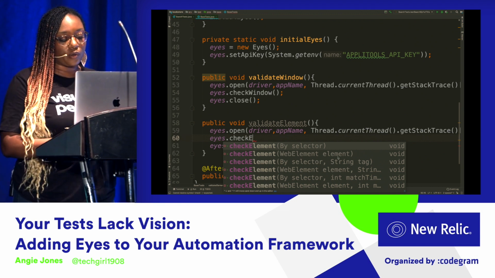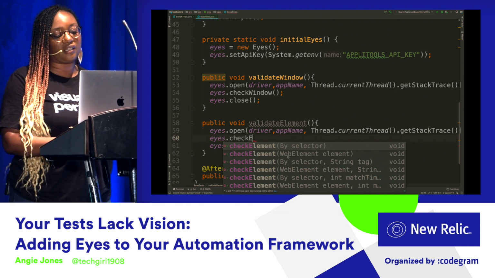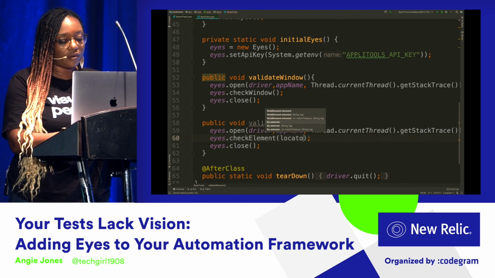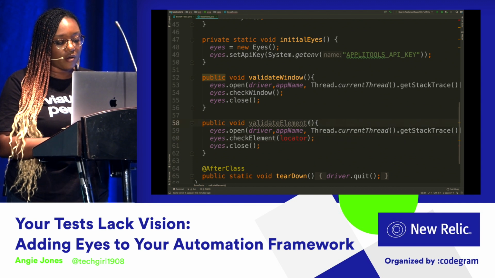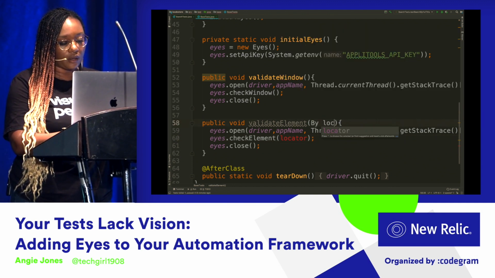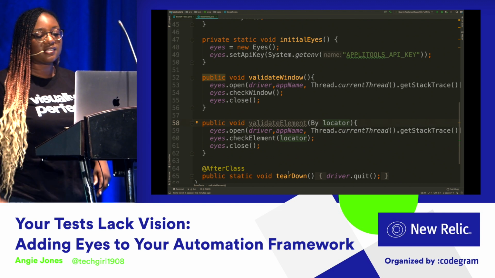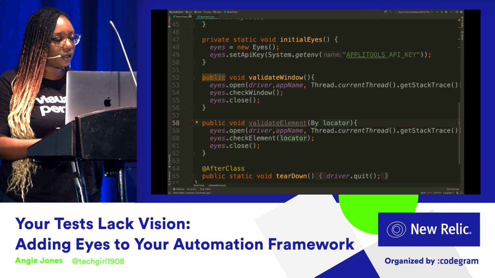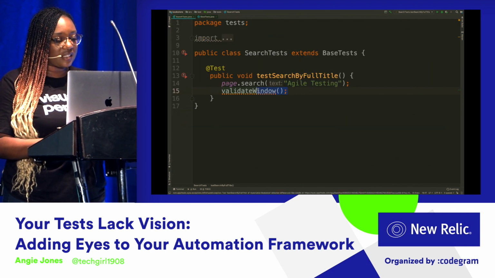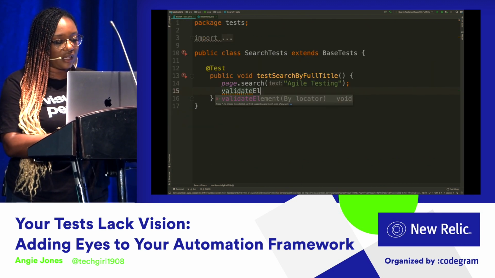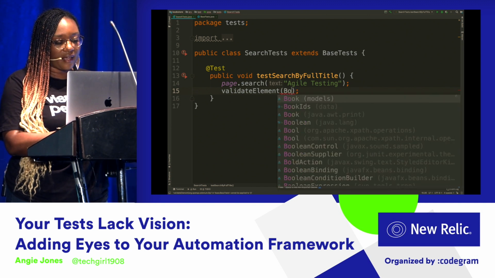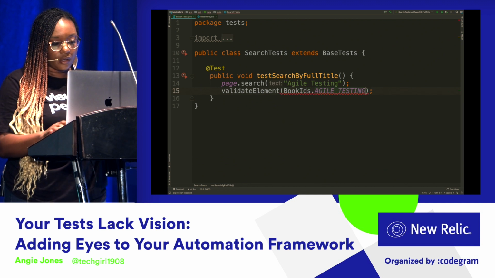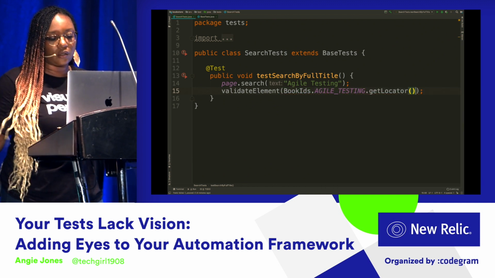This is an overloaded method that basically takes which element it is that you want. So you pass in some locator. I'll say, if you call me, go ahead and give me a locator here, and I'll pass that to Applitools. So same thing: open, check, close. And in this test, we'll say validate the element, and I already have that locator stored here. So, the Agile testing, get locator.